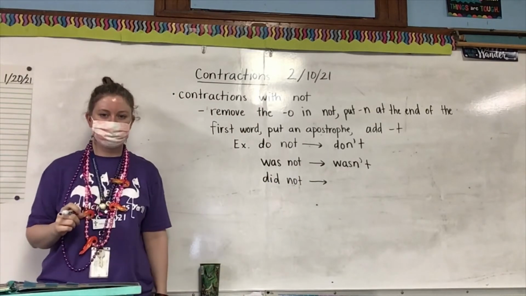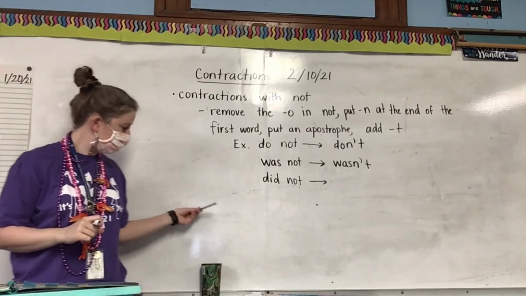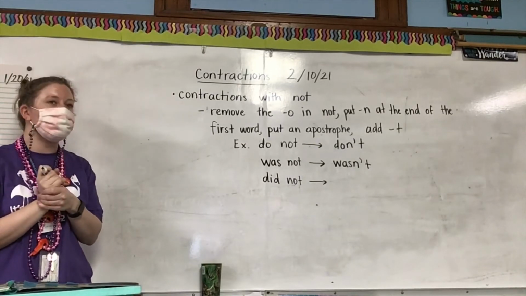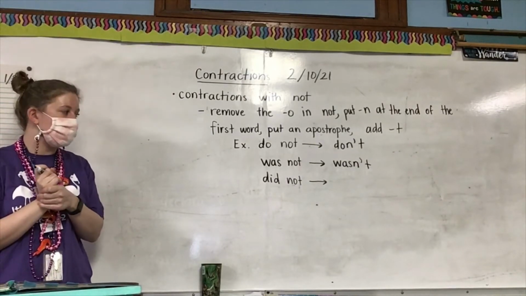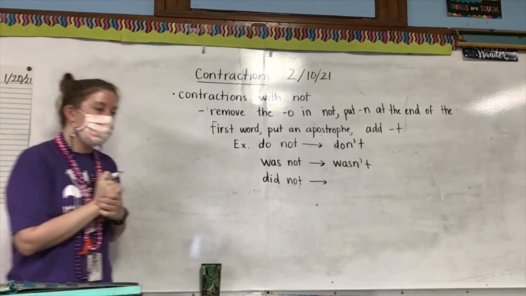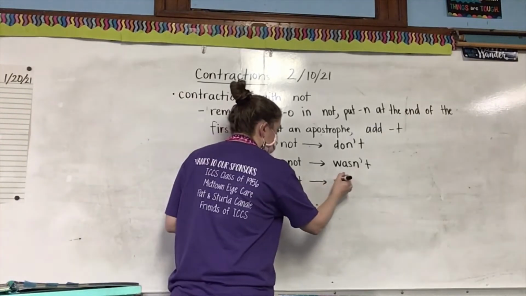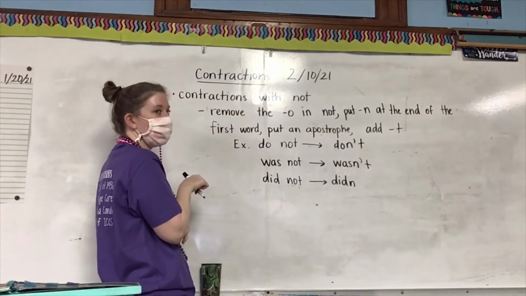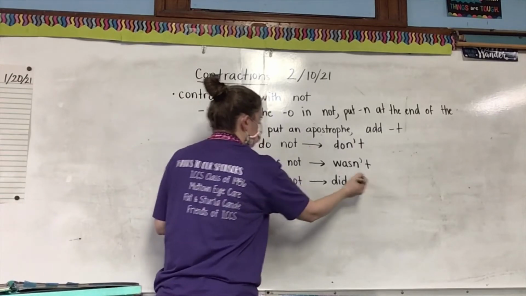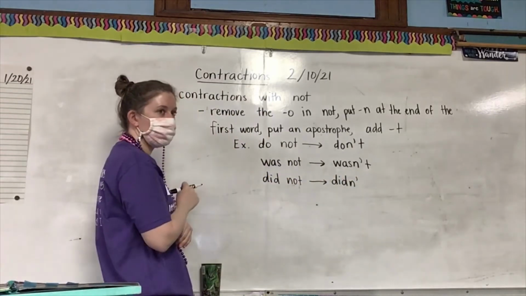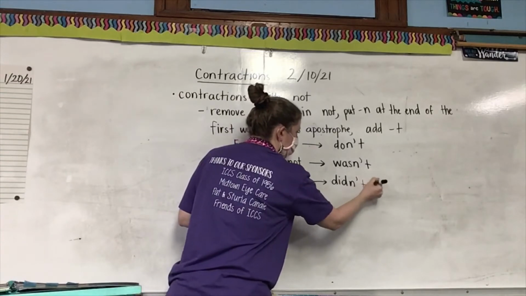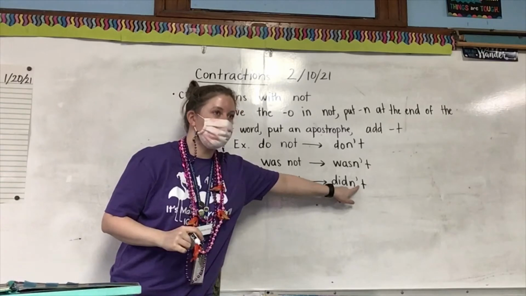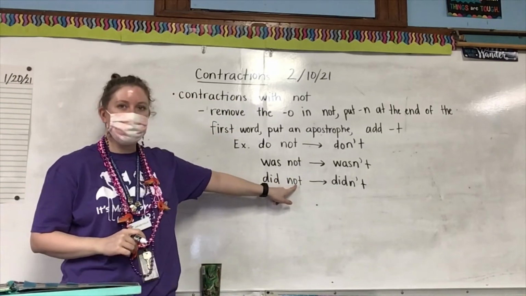Did not. Lena, what is the contraction for did not? Didn't. How do we spell that? D-I-D, our first word. N, because we put an N at the end of the first word. Apostrophe, because we put an apostrophe. T, because we add T. So again, the apostrophe replaced the O.